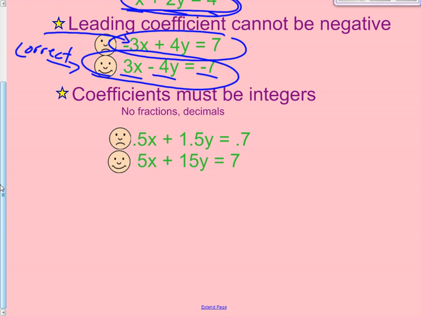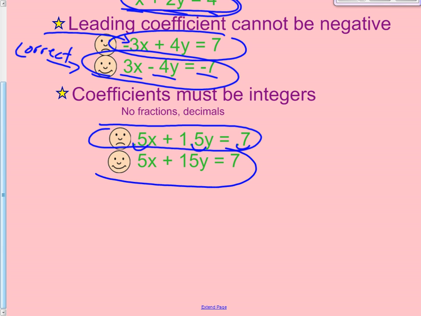And the last rule when it comes to standard form is coefficients must be integers, no fractions or decimals. So if I see this on a test, I will mark off points because that's not true standard form. Okay? Being that all of these are in the tens place, you can just move each one over a decimal point, and voila, you have 5x plus 15y equals 7. This way, once again, is the correct way.